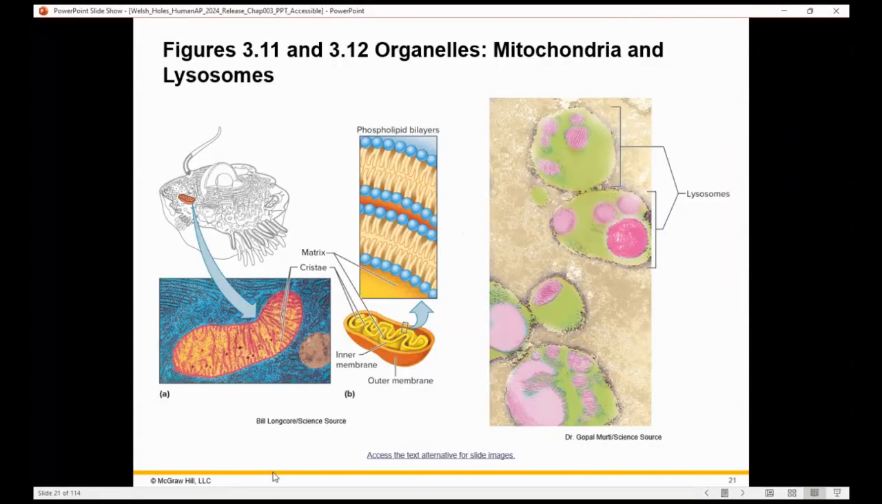Here we have an image of mitochondria as an electron micrograph. On the right side, you see some of the lysosomes.